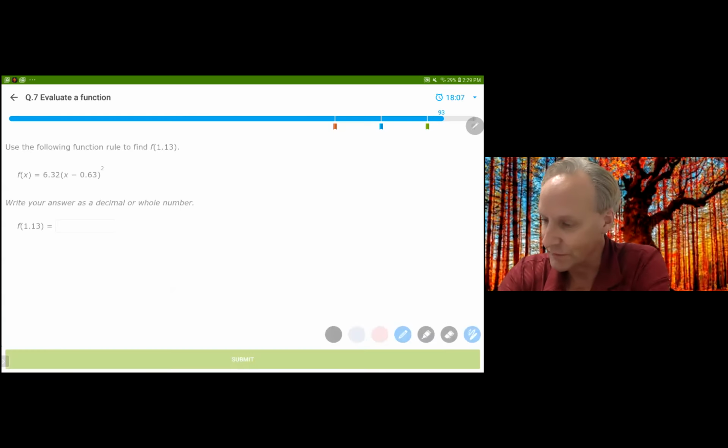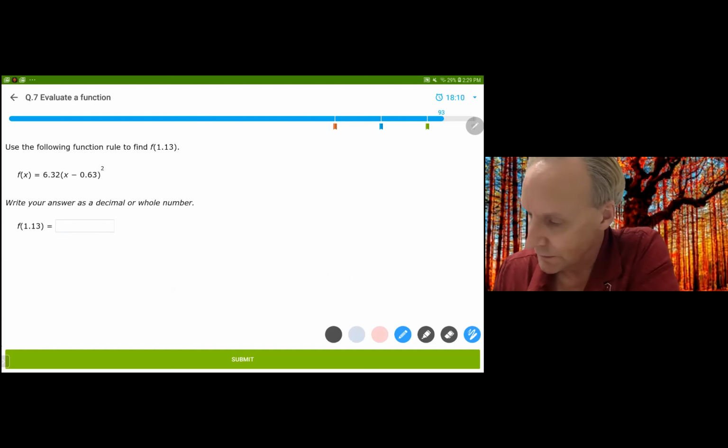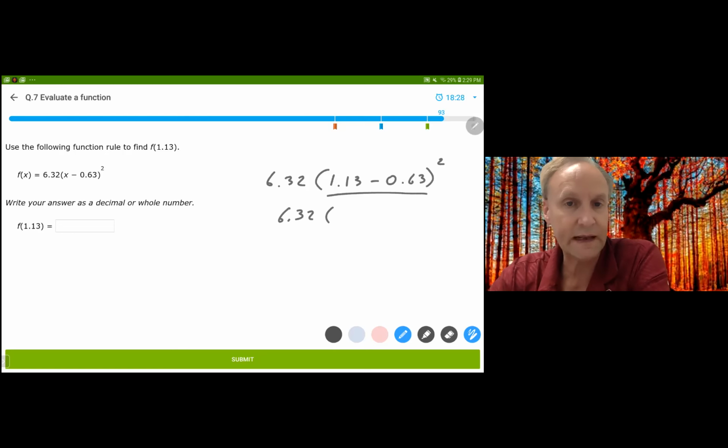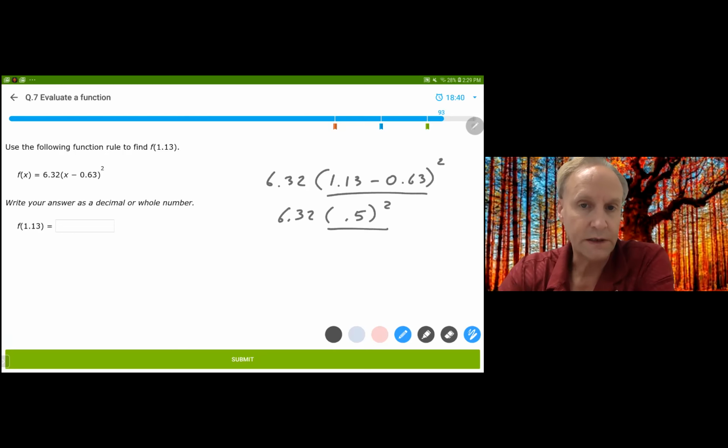Oh, they're really going to make me work for it, aren't they? All right, so we have 6.32 being multiplied by 1.13 minus 0.63, and we're squaring that. Well, this is parentheses, so that has to be done first, and it looks like that's 0.5. The next step has to be to square this, and you get 0.25 or 1/4.